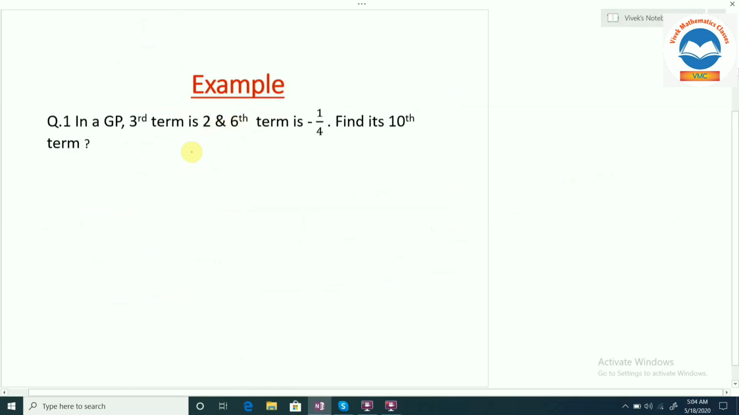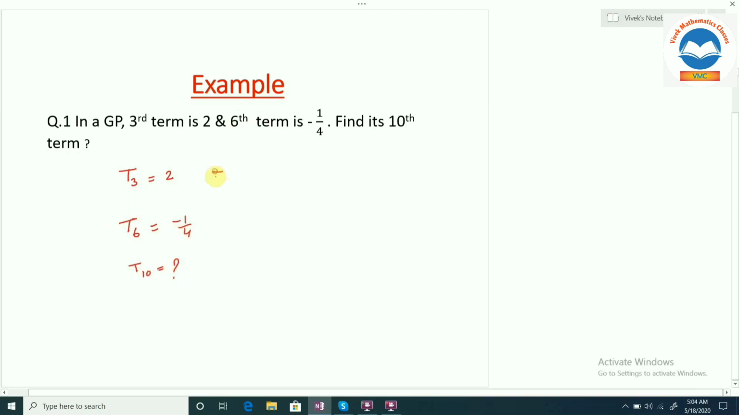Let's see one example based on this. In the GP, the third term is 2. They have given T3 equal to 2. And the sixth term T6 they have given as minus 1 by 4. So we need to find T10.